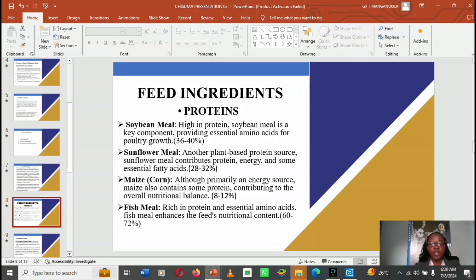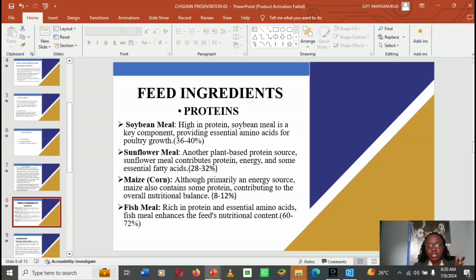So for proteins, we have soybean meal. It is high in protein. Soybean meal is a key component providing essential amino acids for poultry growth. Good quality soybean meal, when you take it for analysis, has to give you about 36 to 40% of protein content.